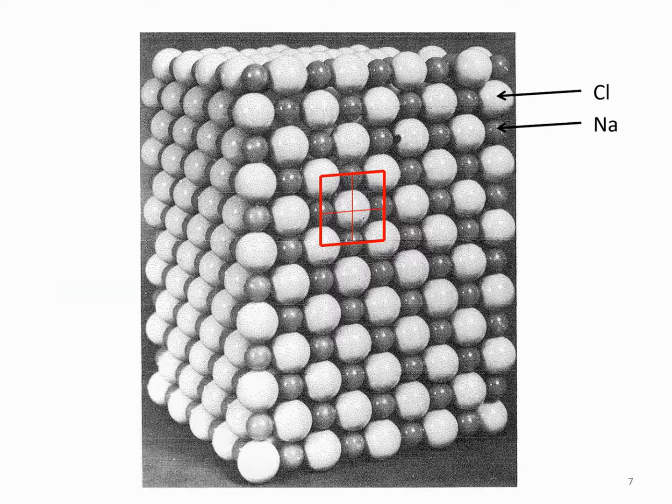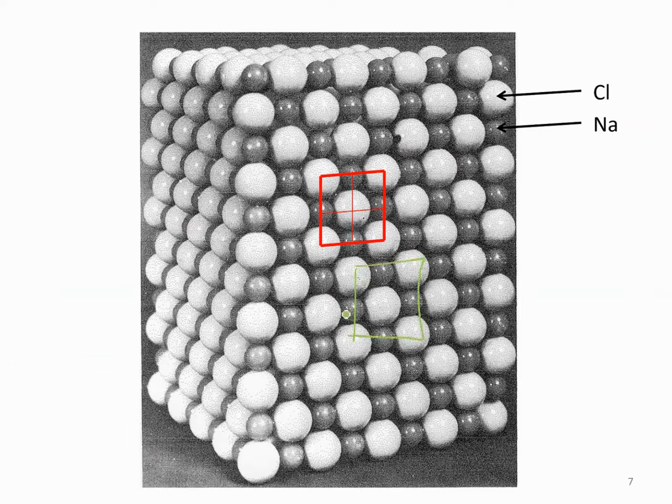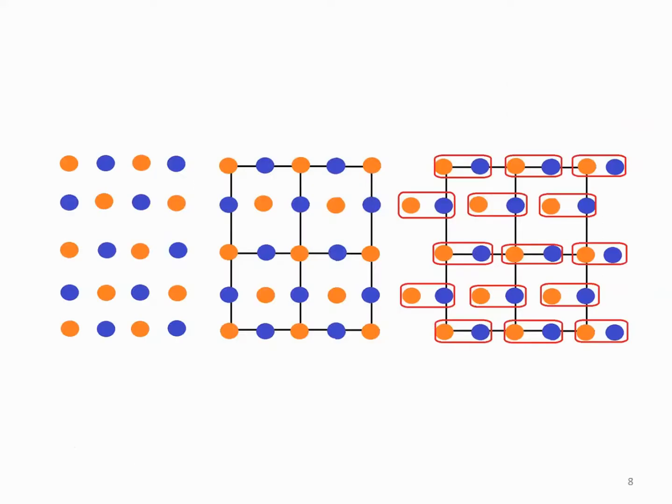Give you this NaCl, a lot of the Na and Cl. You can pick this as a unit cell, with the Cl atom at the corner, or you can pick this as a unit cell, with the sodium at the corner. It doesn't matter. Both will fulfill the requirement as a unit cell. So this is the structure of the NaCl.